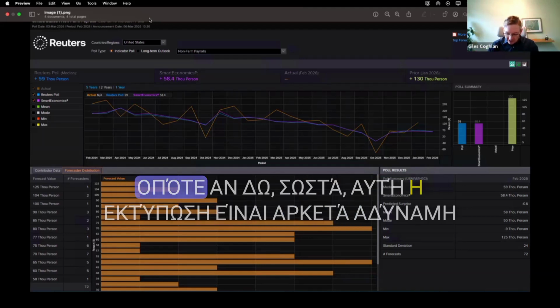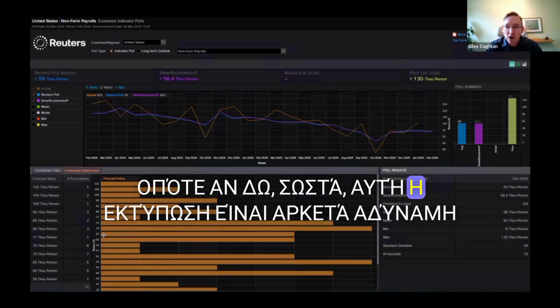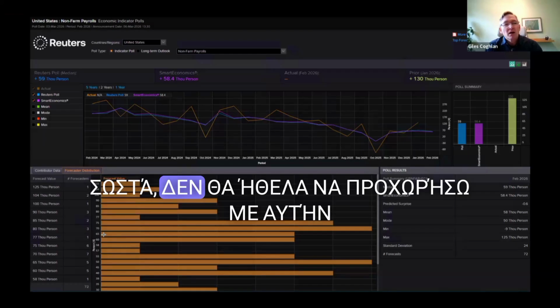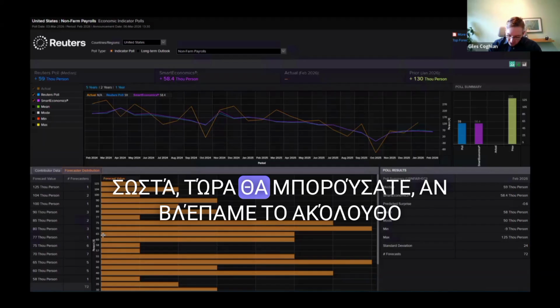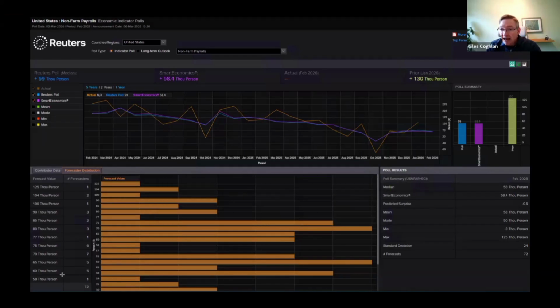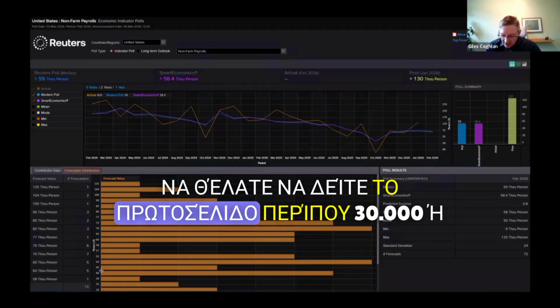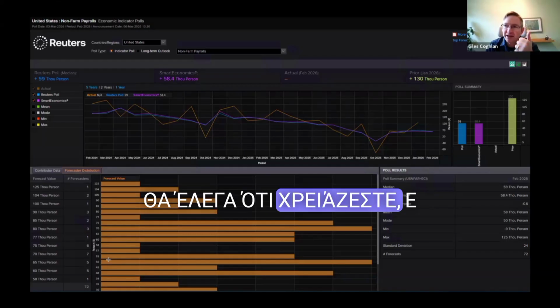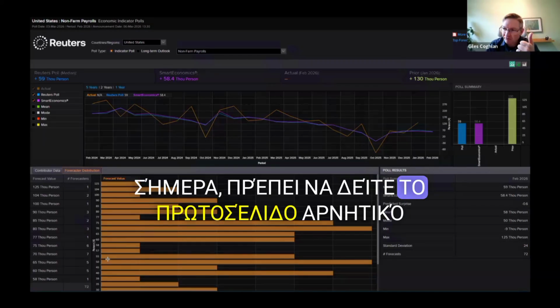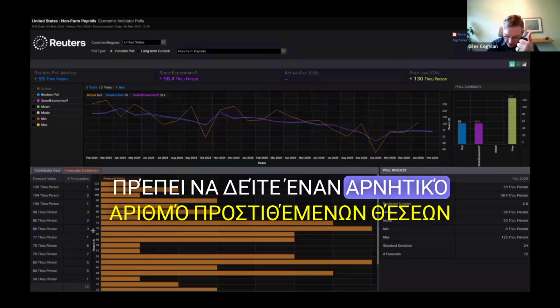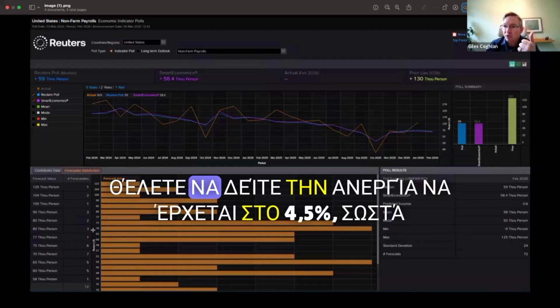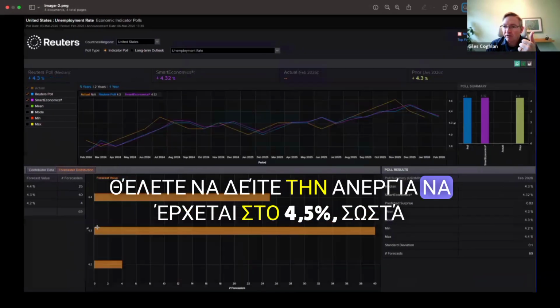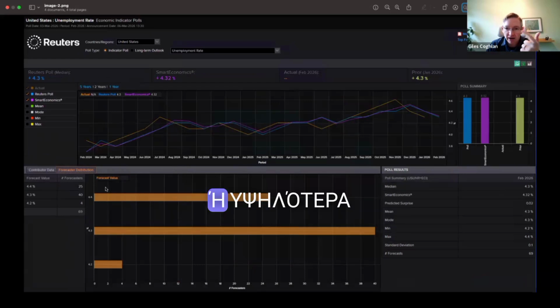So if I see this print is weak enough, I wouldn't want to go with it right now. You could, if we saw the following: you'd want to see the headline about 30,000 or lower. Today, you need to see the headline negative, so a negative number of jobs added. You want to see unemployment coming in at 4.5% or higher.